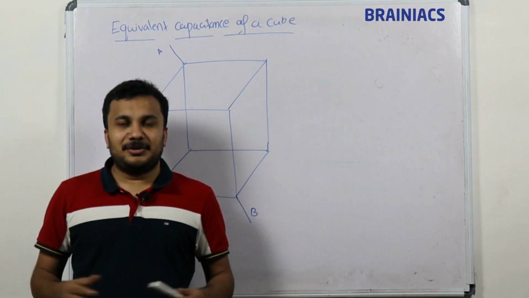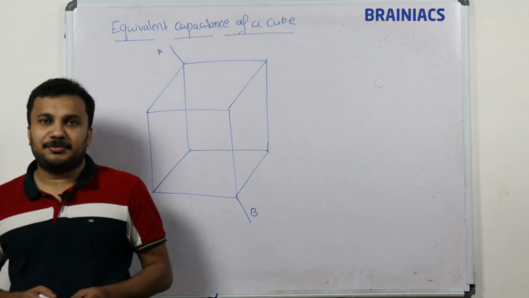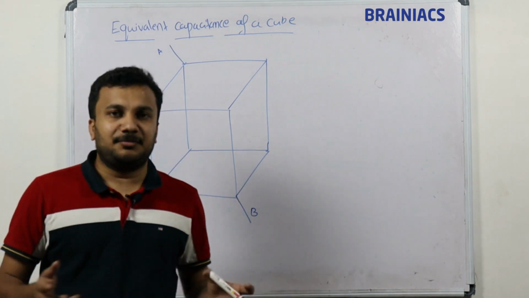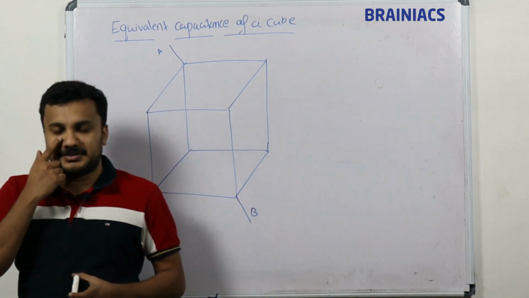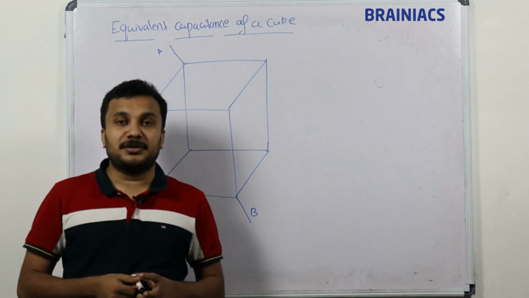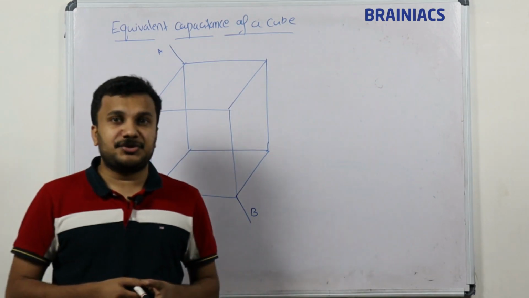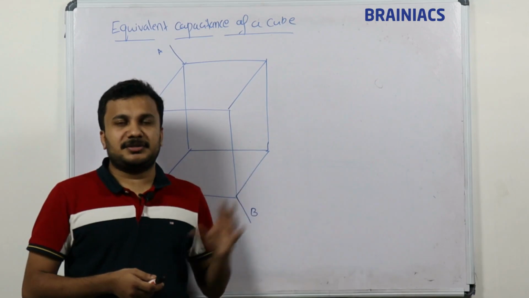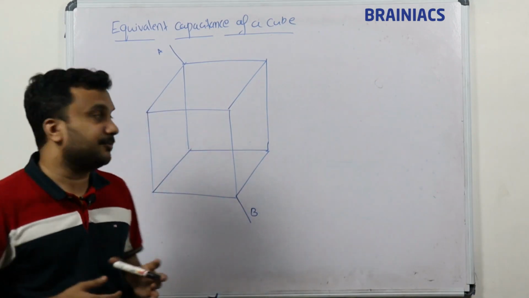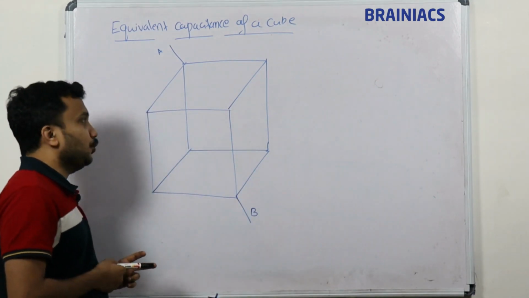Hi students, welcome to the next topic from electrostatics, and we are going to find out the equivalent capacitance. Last class we studied the non-Wheatstone's bridge combinations. Today's lecture we are going to see how we can find the equivalent capacitance of a cube.